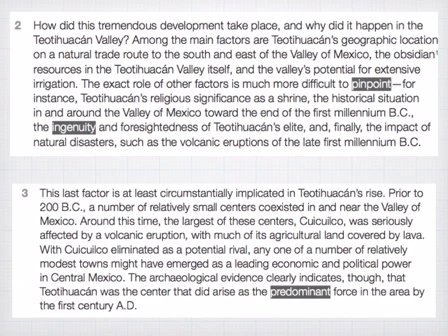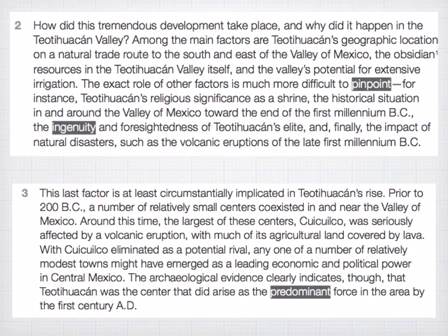If we look at the start of paragraph 2, there is a mention: how did this tremendous development take place and why did it happen in the Teotihuacan Valley? Now, the next sentence starts, among the main factors, and then it goes on to list the main factors: the obsidian resources in the valley itself, the valley's potential for extensive irrigation. There's nothing really much about volcanoes here. So we need to move a little bit further down.